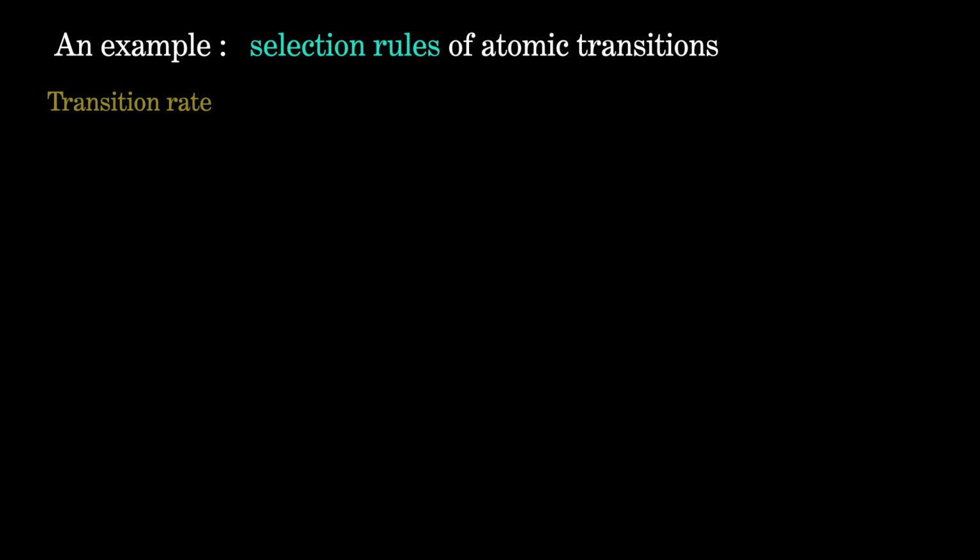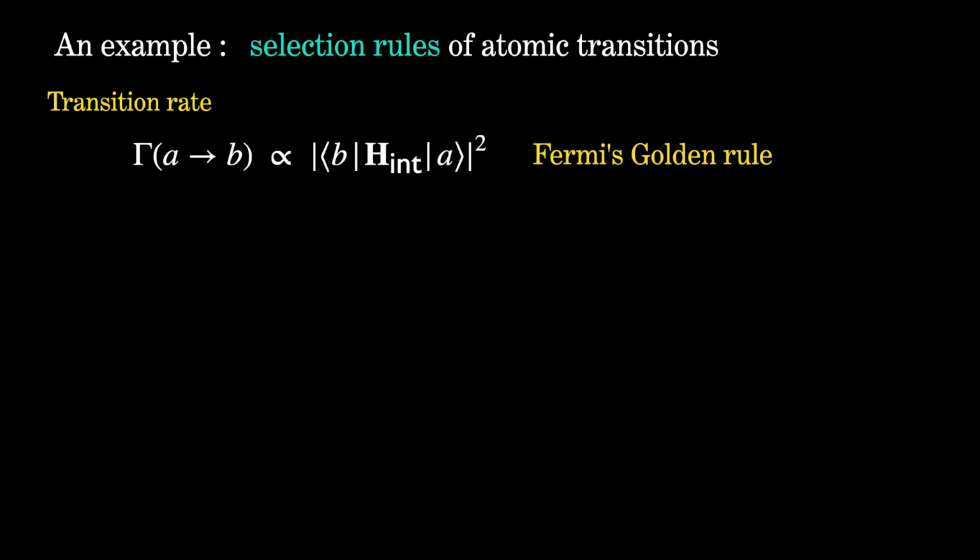The transition rate from an initial atomic state A to the final state B is given by the absolute square of the matrix element of the interaction Hamiltonian that corresponds to the states A and B. This formula is an example of what is known as Fermi's golden rule. Given any interaction Hamiltonian that drives a process, it provides the leading order approximation to the rate of quantum transitions.